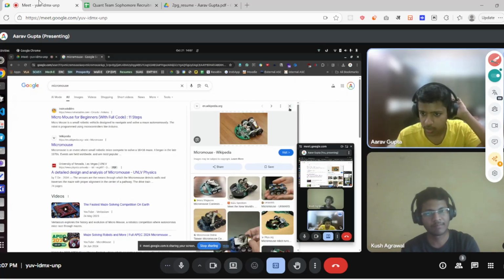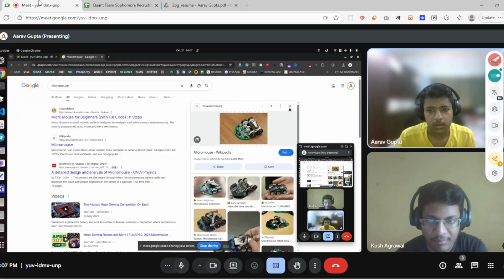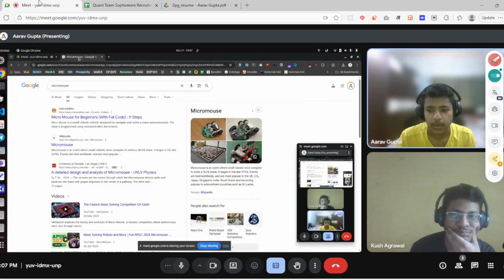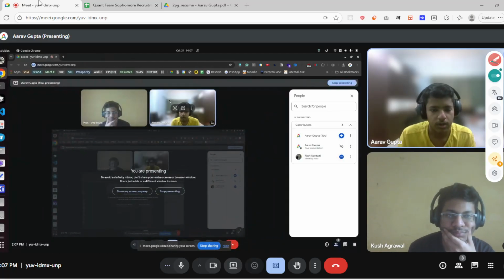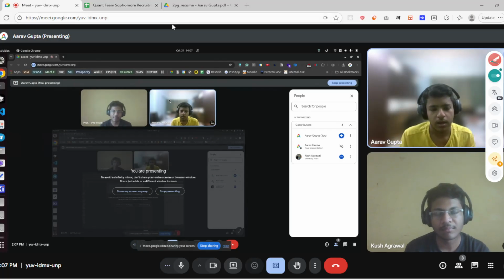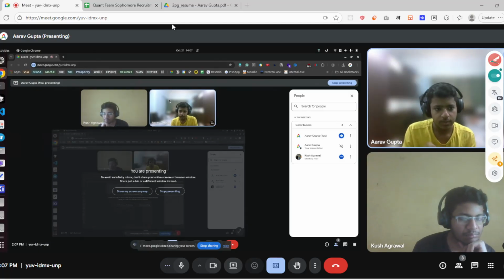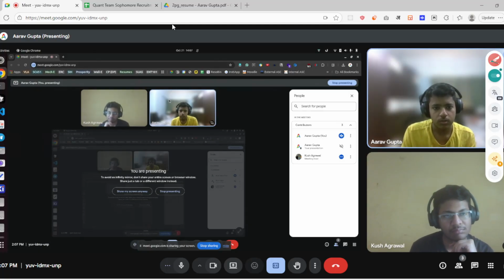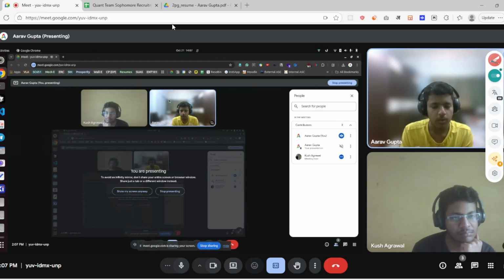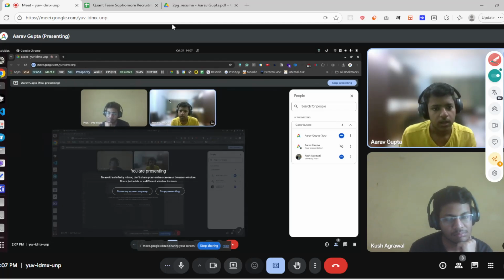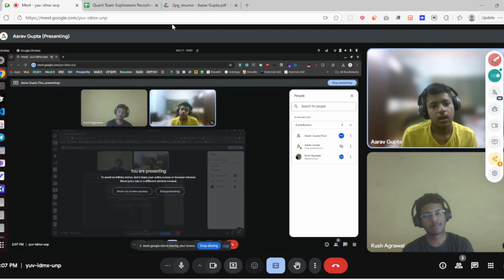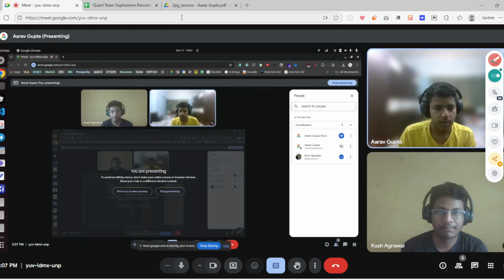Veritasium has a good video on this. So essentially, first we chose the components for this, and then we had to design a PCB, a two-layer PCB. And since this is very small, you have to put all the components in a very optimized way. And then we did the routing and so on, and then we placed the components.